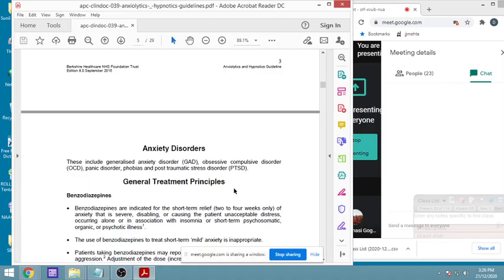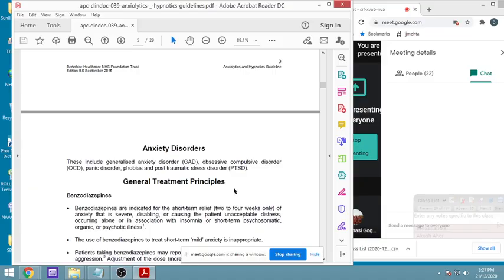So there are various kinds of anxiety diseases. We can categorize them: generalized anxiety disorders, then obsessive compulsive disorders, we call them OCDs, panic disorders, then phobias, and post traumatic stress disorder. There can be many more, but the most important ones are these.